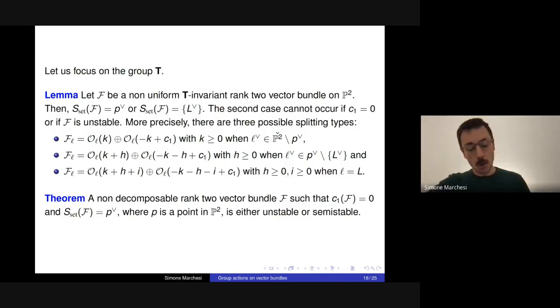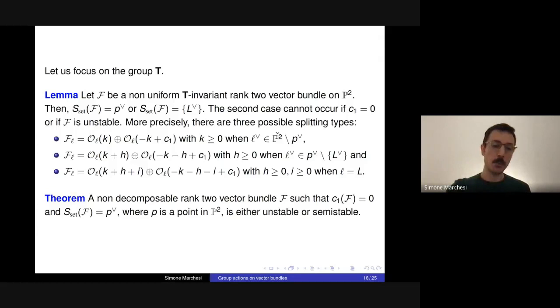Then all the lines passing through the point have the same splitting type, except maybe the only line that we fix in a flag, which is the line L, which can have a different splitting type with a gap between the two integers bigger than what we have in the other two cases. Okay, once we have this description, we can prove the following key theorem.